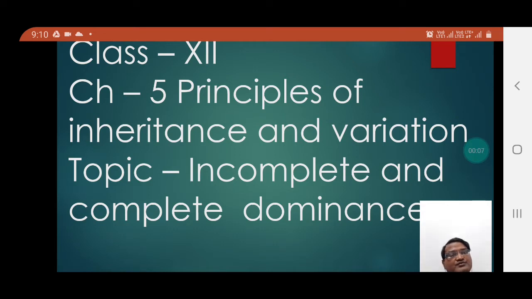Today we are going to study the topic incomplete and complete dominance from chapter 5, principles of inheritance and variation.